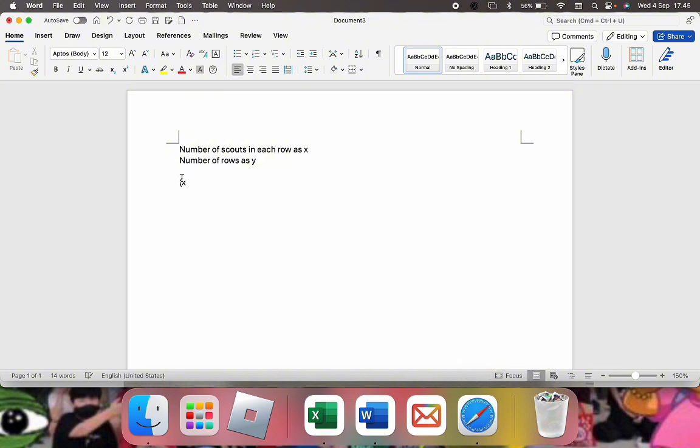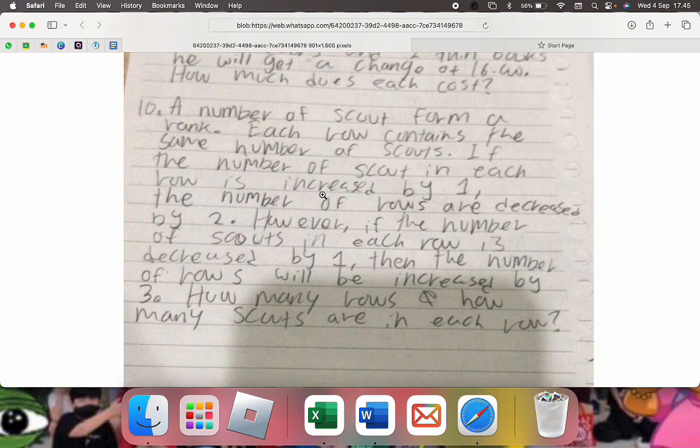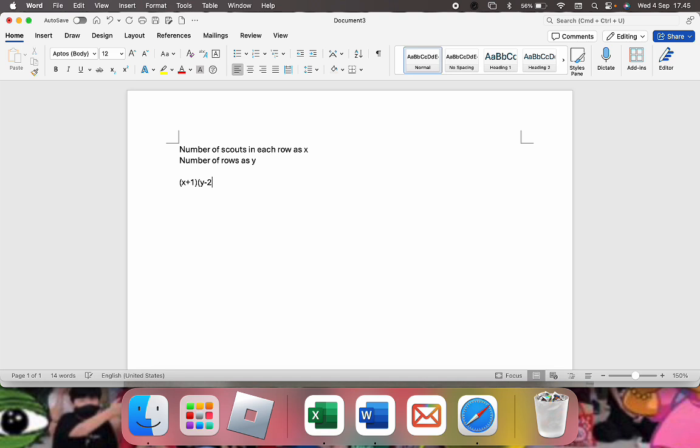So obviously here we have x, right? If the number of scouts, x, is plus 1, then the y, the number of rows, would be decreased by, how many was it? Yep, 2. And right below it, we're just gonna put the same thing for the other rule. x minus 1 and y plus 3, am I right?